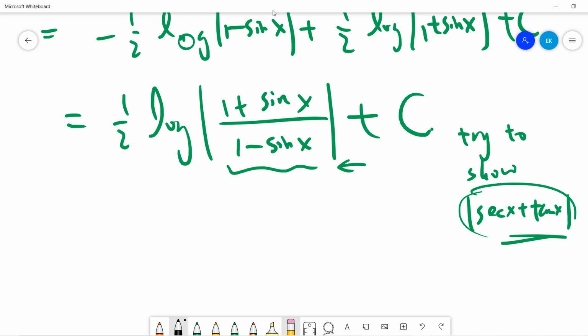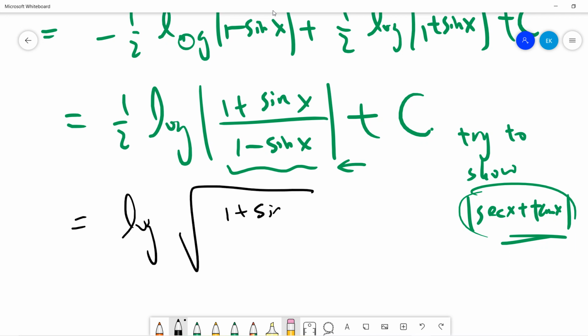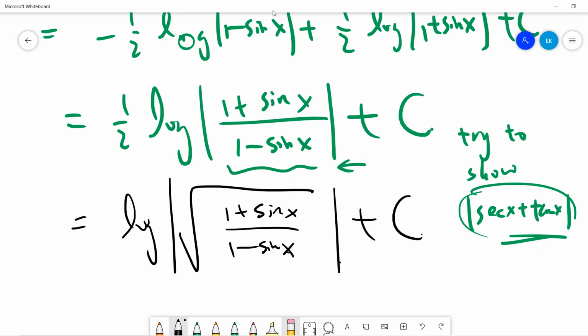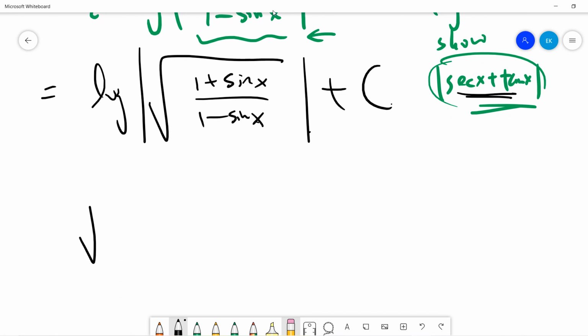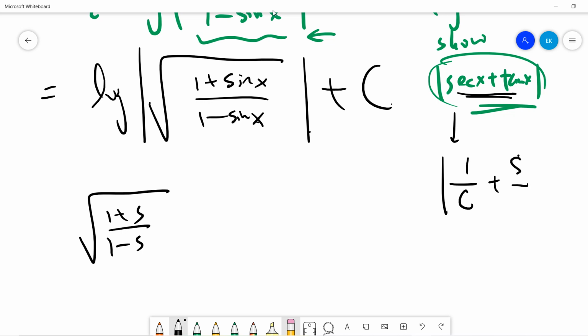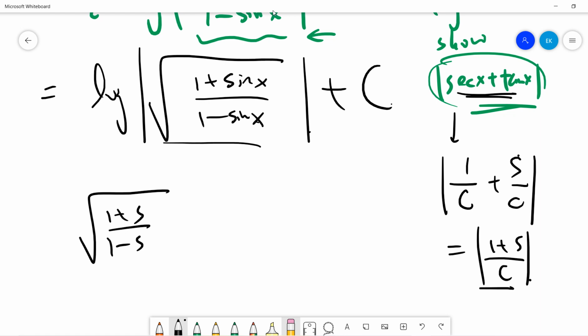Let's see. The next thing is that I should take a square root, so I should take a log. I can take a square root, and you need to try to prove that this is actually this. Let's see. You see this is 1 plus sine over 1 minus sine, and this guy is secant, so it's 1 divided by cosine, and tangent is sine divided by cosine. So you see here you get this term, and then you get this term.